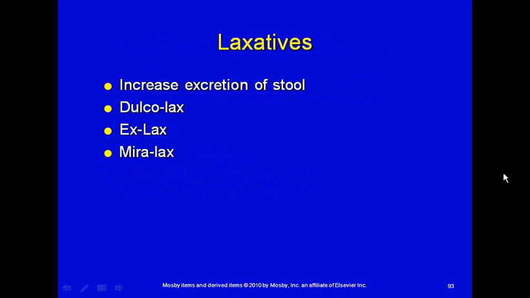Laxatives are used to increase excretion of stool, and they include Dulcolax, X-Lax, Miralax. Some are more harsh than others. X-Lax, because of its chocolatey form, certainly has been the part of many pranks, showing up in brownies and other desserts that require chocolate.